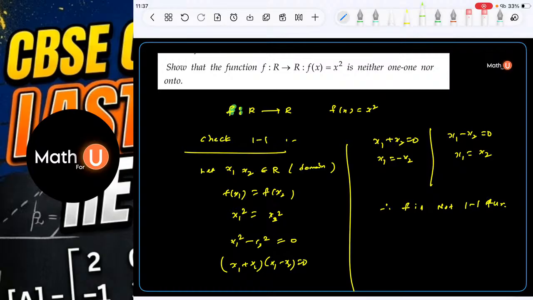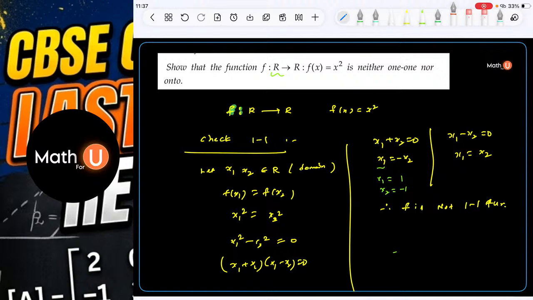Okay, for example, if for x1 I consider 1, x2 I can consider minus 1, then f of 1 is equal to f of minus 1, equal to 1. This is possible, right? That's why there are two conditions, because the domain is real numbers. Therefore f is not 1 to 1.